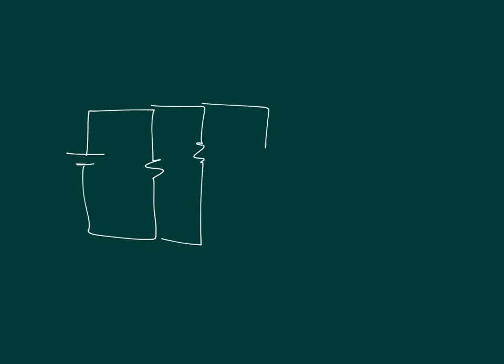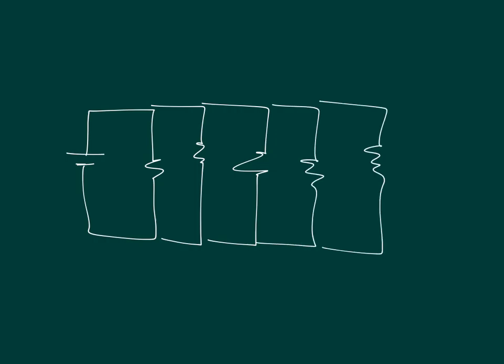Look at this. Ready? Battery. 1, 2, 3, 4, 5 resistors. Each with resistances of 1, 2, 3, 4, 5 respectively. And we'll say it's a 120 volt source. Okay? That's a whole lot of resistance.